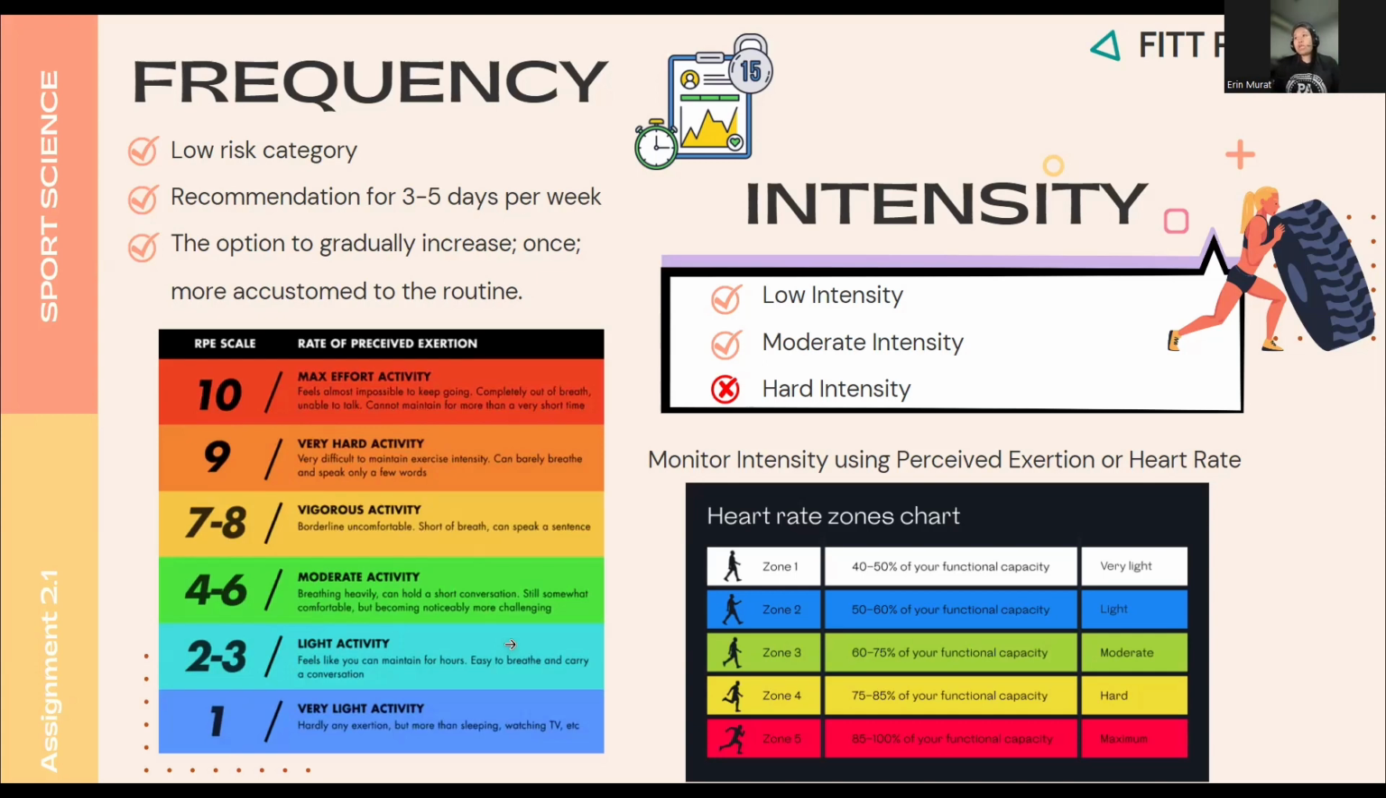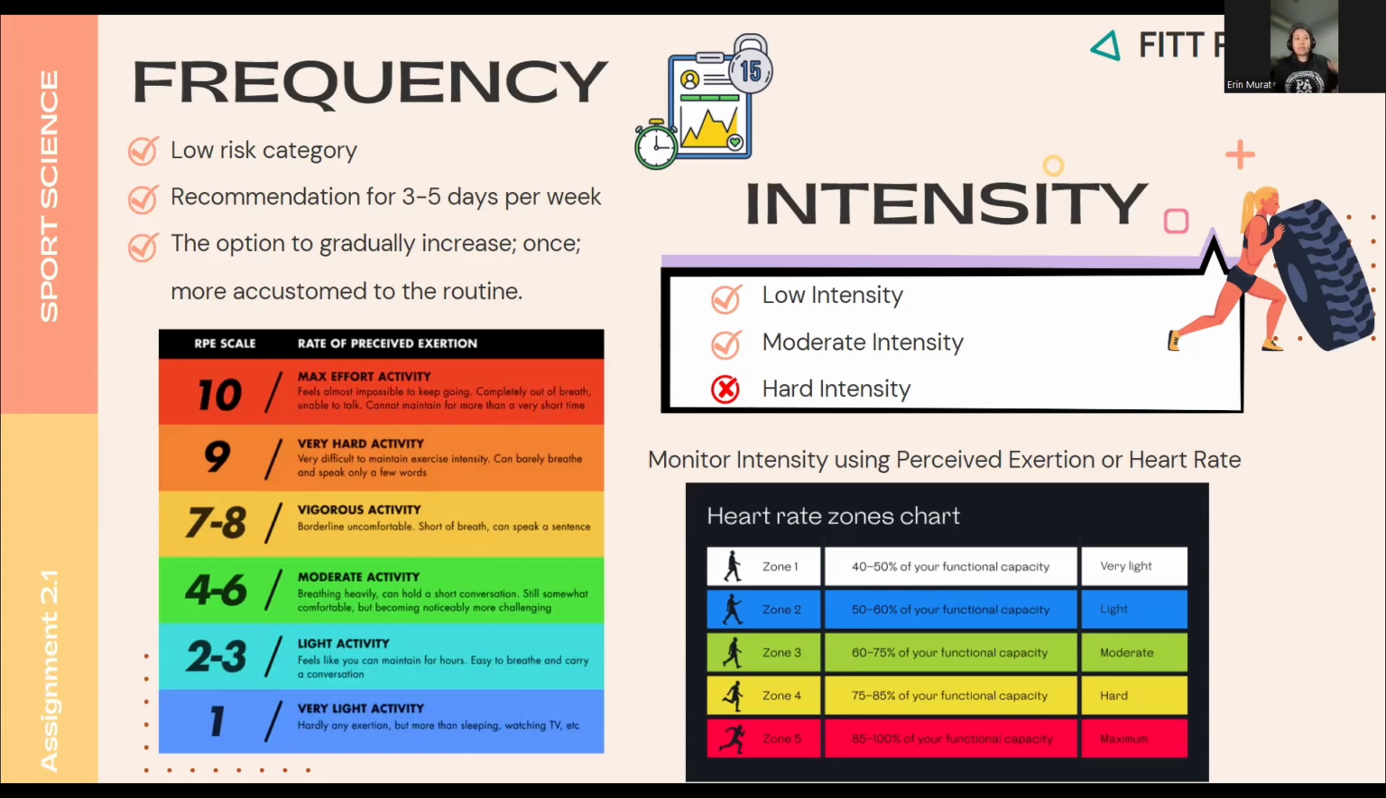So for the heart rate, how to monitor the intensity using the heart rate, as shown in the slide, the heart rate zone chart, we have zone 1 to zone 5. You can see very light, moderate, hard, maximum, by following the percentage of the functional capacity. The heart rate can be measured during the exercise using various devices, including heart rate monitors, fitness trackers, and smart watches. The most common way to measure the heart rate is through a chest strap or an optical sensor that is worn on the wrist.